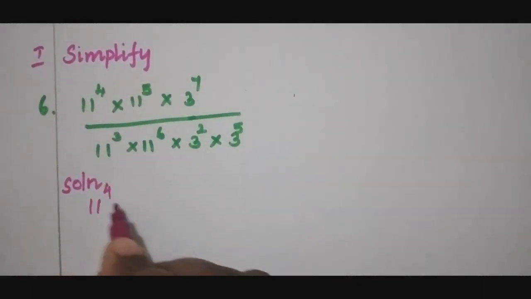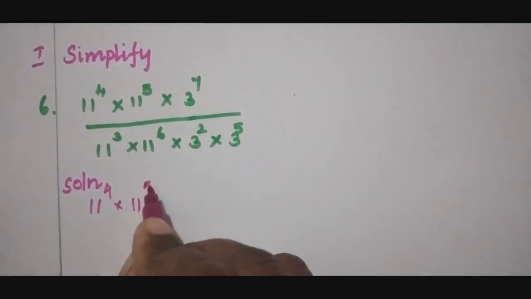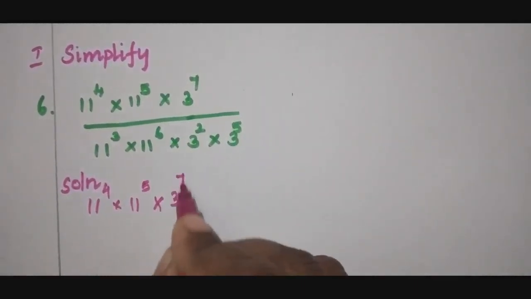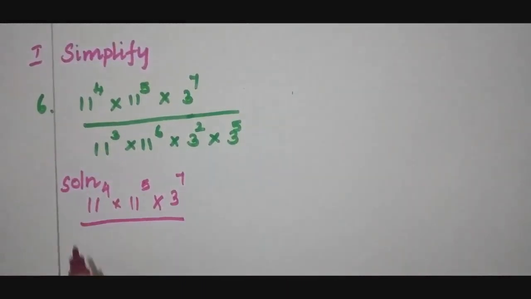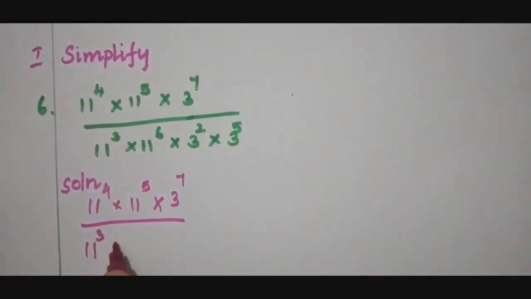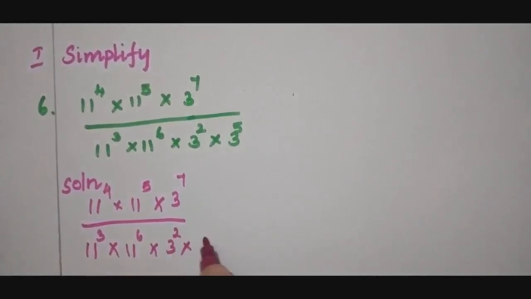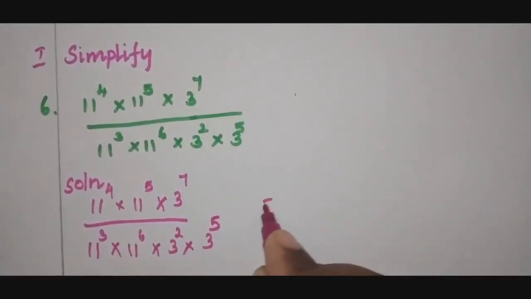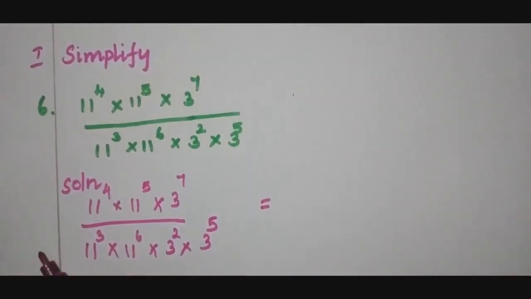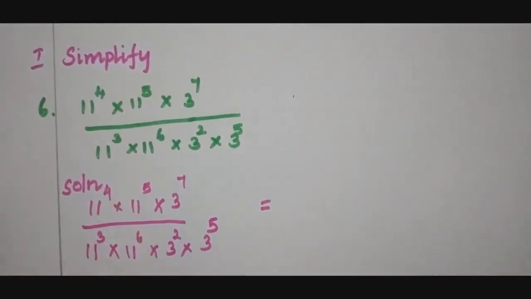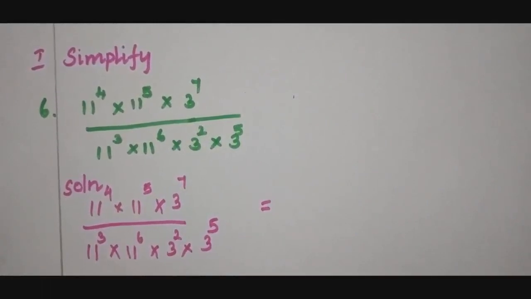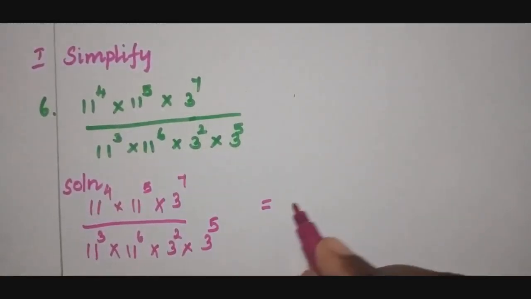11 power 4 into 11 power 5 into 3 power 7 divided by 11 power 3 into 11 power 6 into 3 square into 3 power 5 is equal to, this is based on the rule a power m divided by a power n. So what's the answer for a power m divided by a power n? Yes, a power m divided by a power n is a power m minus n.